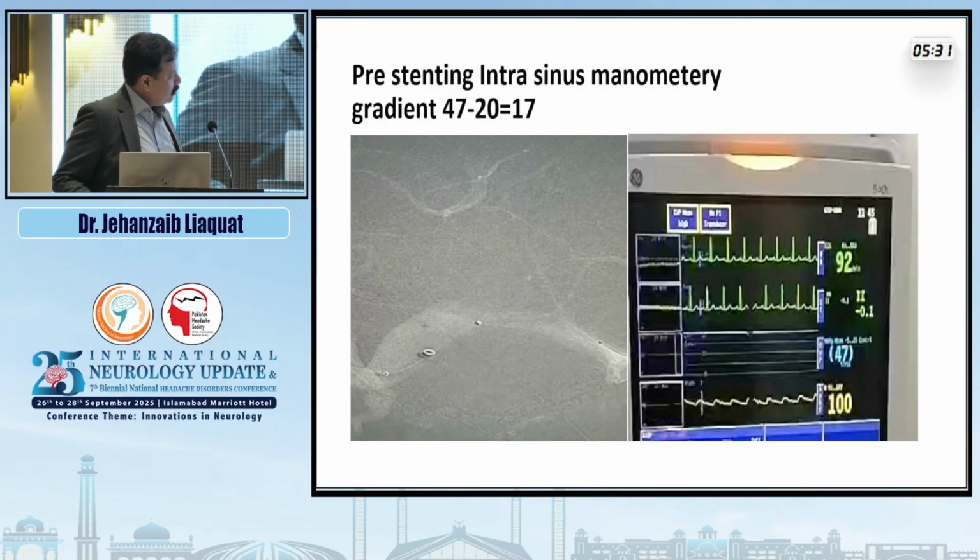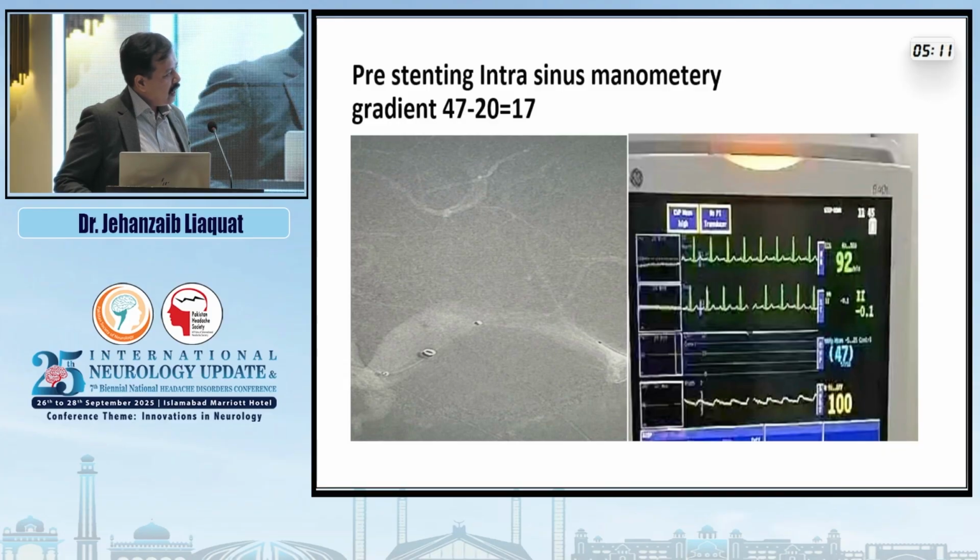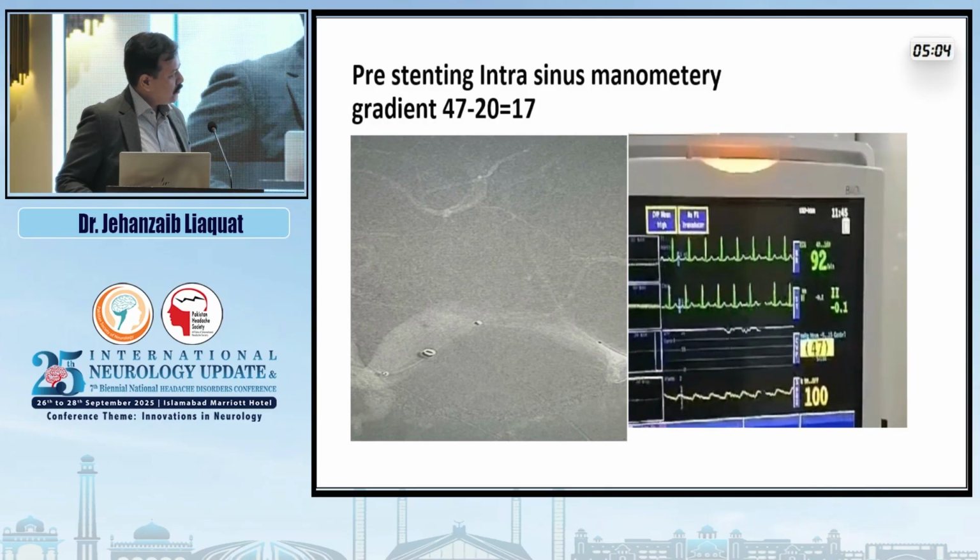Once we have intravenous access, we go up to the internal jugular vein, from there into the transverse sigmoid, and then into the superior sagittal sinus. We start measuring the pressure from the superior sagittal sinus. How we measure is that we attach the hub of the microcatheter to the pressure transducer, which gives us the live intrasinus pressure. So I'll play this now.